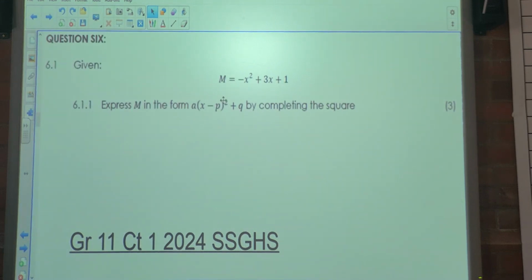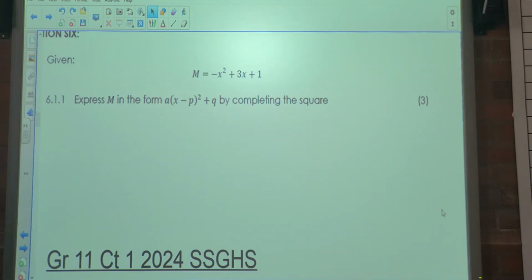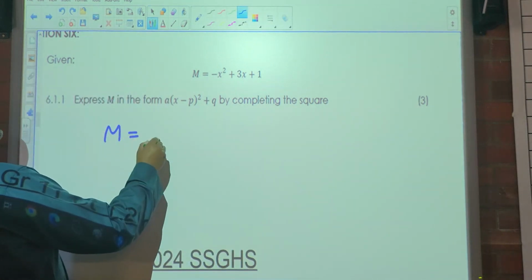Question 6. Express m in the form of. People, that is what you need to do here? Complete the square, not so? Or in the turning point form. So we're saying that m is equal to.